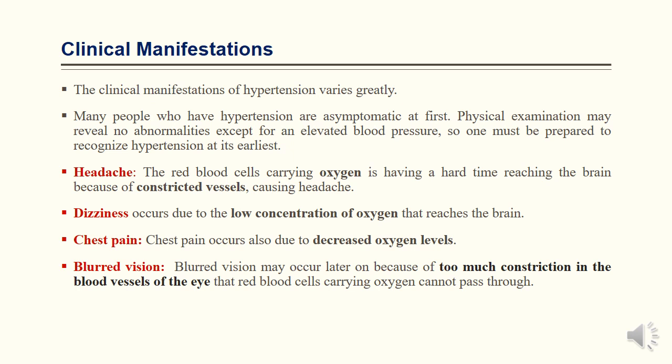In case of headache, the red blood cells carrying oxygen are having a hard time reaching the brain because of constricted vessels, and that causes the headache. Chest pain occurs due to decreased oxygen levels. In case of dizziness, the low concentration that reaches the brain causes the dizziness. In case of blurred vision, there are too many constrictions in the blood vessels of the eye, and the red blood cells carrying oxygen cannot pass through, and this causes the blurred vision.